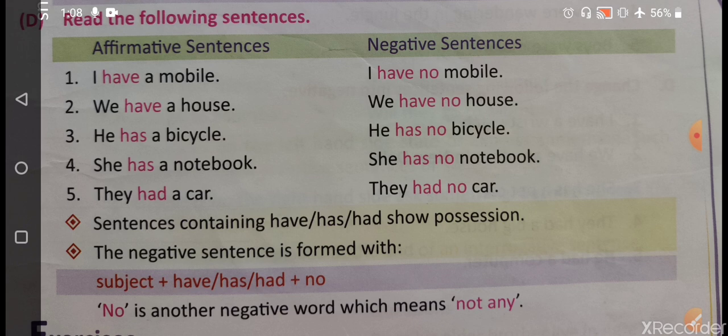The negative sentence is formed with subject plus has, have, had plus no. So what we have to do? We have to see कि अगर sentence में had, has or have है, तो we just have to put no. I hope it is clear. And if it is not, when we do the exercise in the next video, you will easily understand.